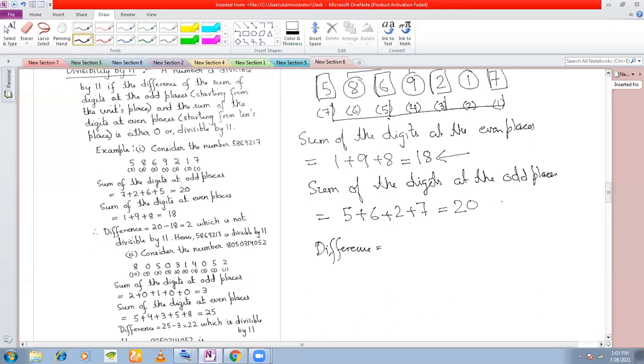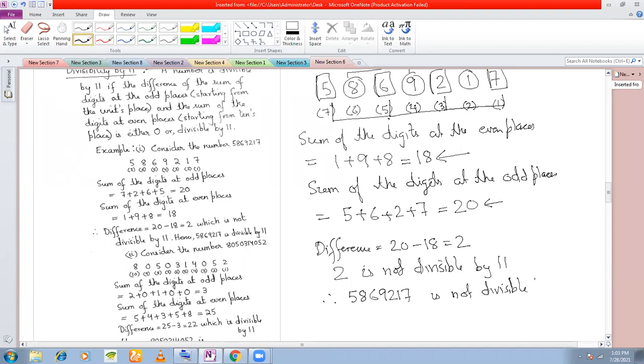Difference of this number and this number. So 20 minus 18. This comes to 2. So 2, is it divisible by 11? 2 is not divisible by 11, right? Therefore, the entire number 5869217 is not divisible by 11. Okay, now divisibility by 11 looks a little long, but once you get used to it, you can check the divisibility by 11 in very short time.